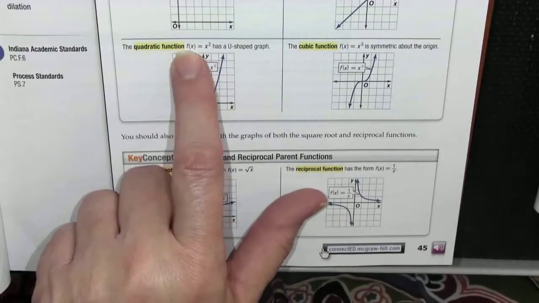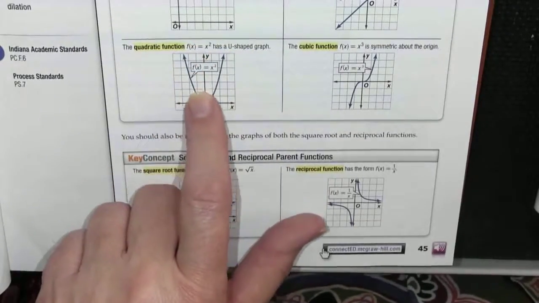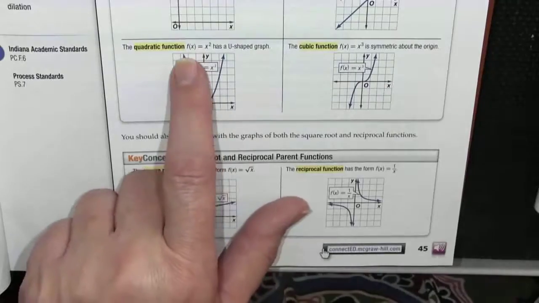Okay, then we have quadratic functions. So f of x equals x squared has a U shape. This is a parabolic shape. You guys hopefully remember all of these.